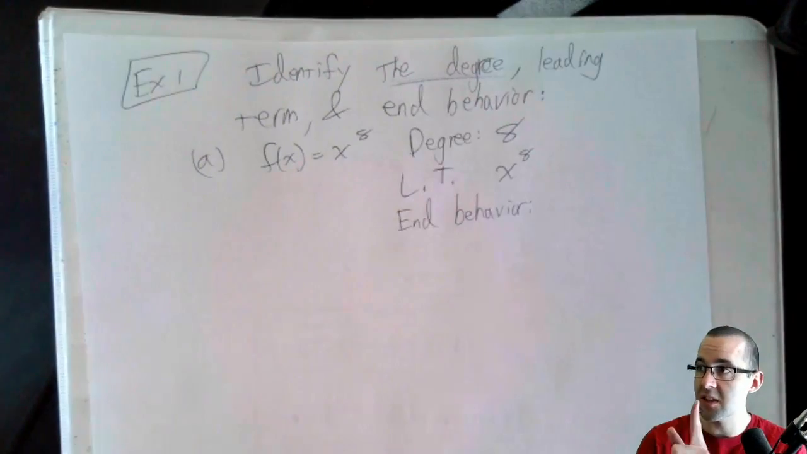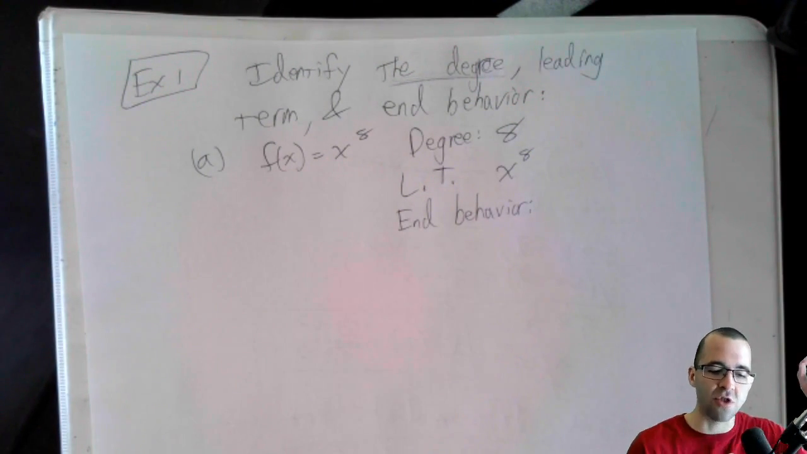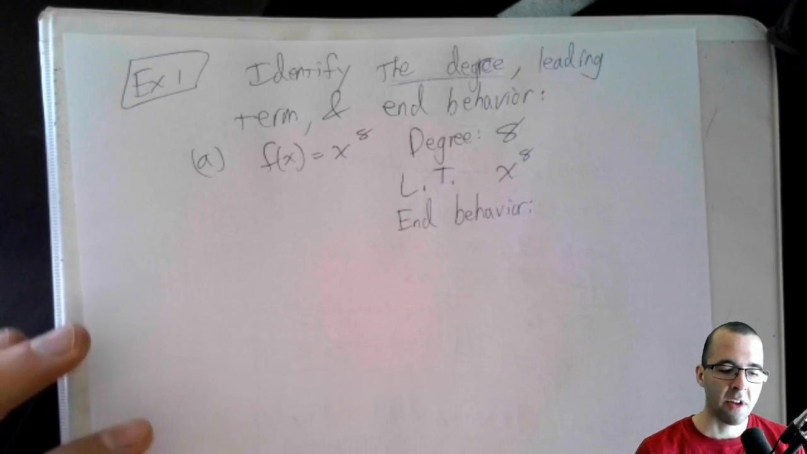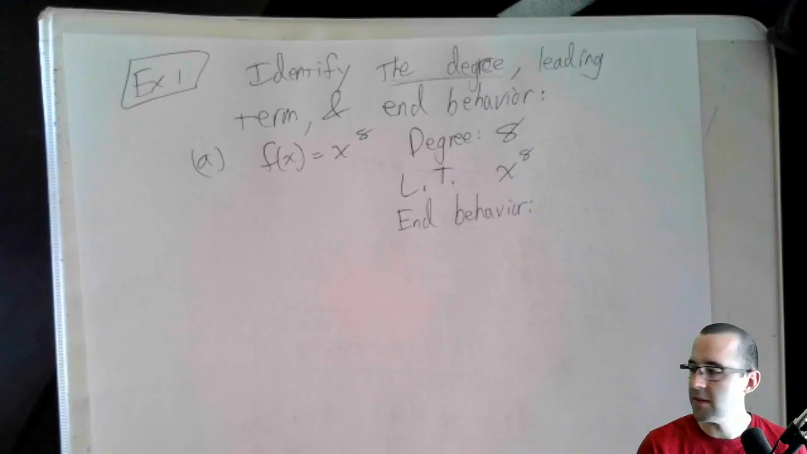The leading coefficient is 1, Gabe. Yeah. The term is the whole thing. The coefficient is just the number. The leading coefficient is 1. So now we look at our table.